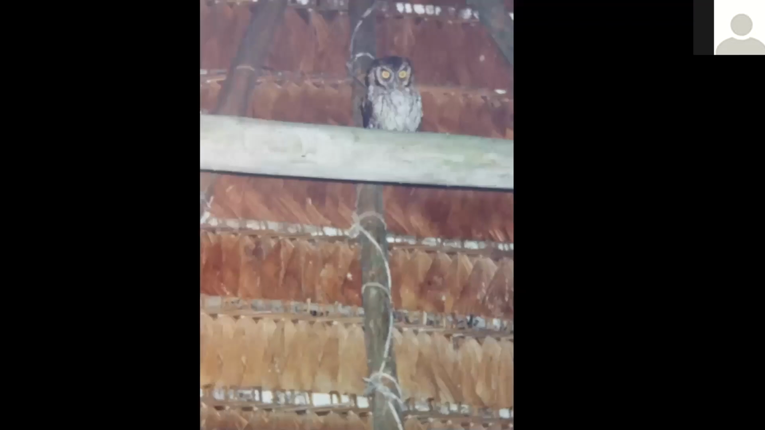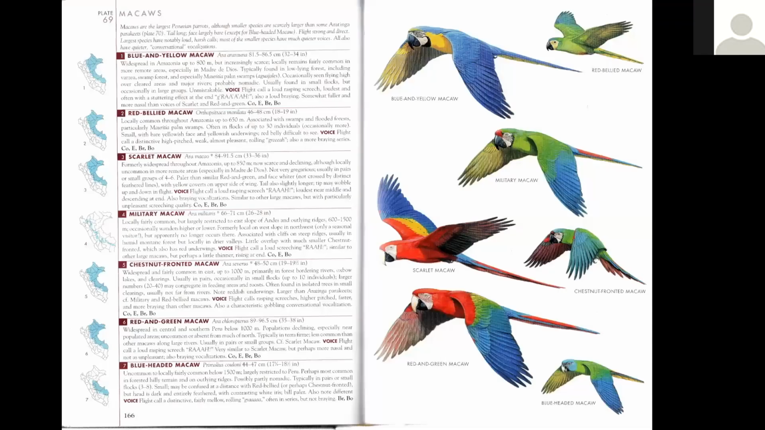My one regret, though, was I didn't actually see one of the big macaws. If you look at the plates from Peru, these are the 6 species of macaws that are seen there. I was hoping to see the scarlets and the red-and-green, but I only got to see the chestnut-fronted and red-bellied, which basically look like large parakeets. They don't really look anything like a macaw. I was still waiting to see my macaw.